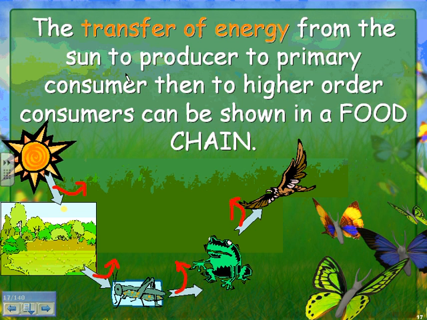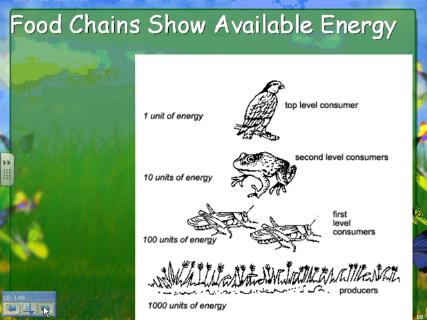So the transfer of energy from the sun to producer to primary consumer and then to a higher order consumer can be shown in this thing. This thing is called a food chain. Food chains show available energy.